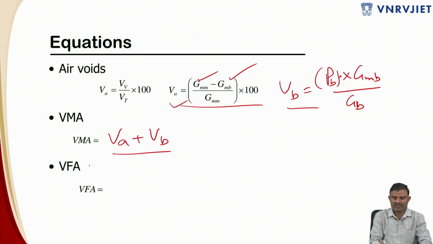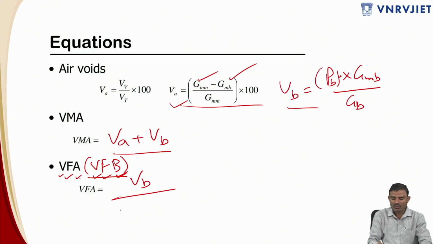And here it is VFB, or this is also called VFA, which is nothing but voids filled with asphalt or voids filled with bitumen. Either of the ways, it is the same. Voids filled with asphalt is nothing but bitumen. So voids filled with bitumen, VFB or VFA, is equal to VB divided by VMA.